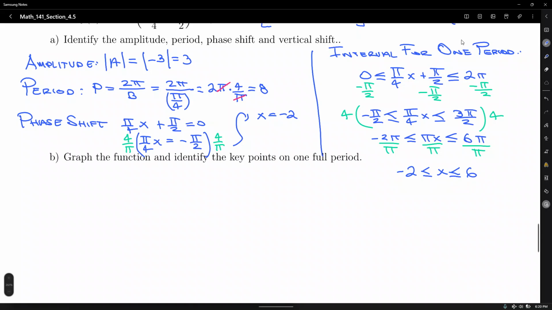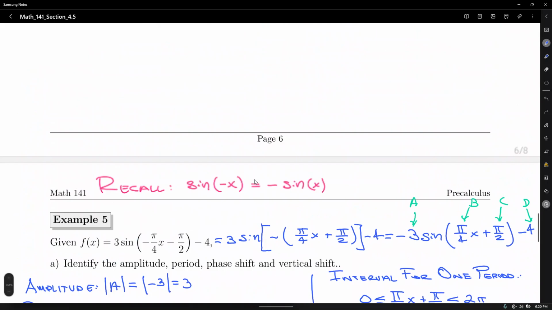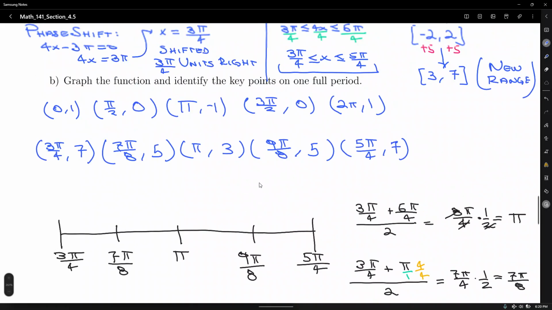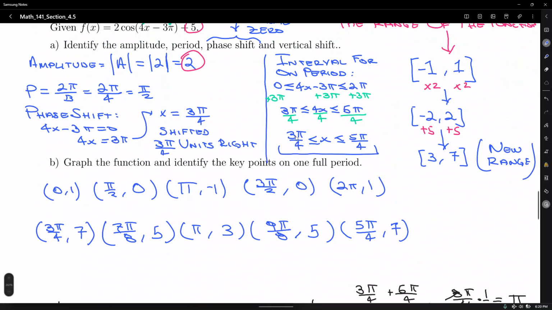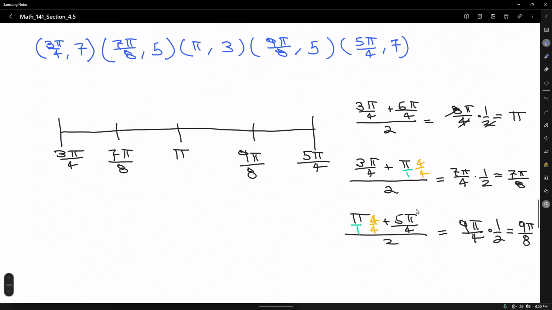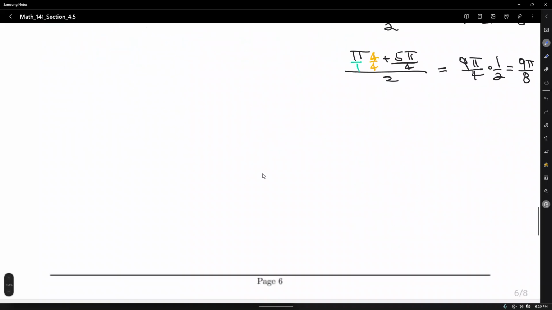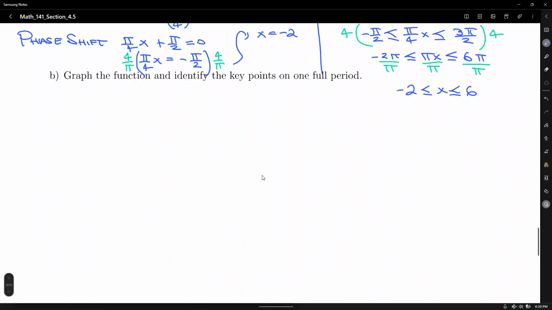All right, remember how ugly the previous example was, where we had to divide the interval 3 pi over 4 to 5 pi over 4, doing all these side calculations? That's because these numbers are fractions. Now, in the case where these are integers, well, the work is going to be a lot easier.